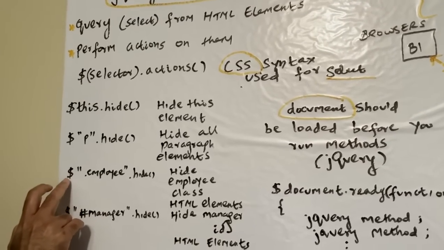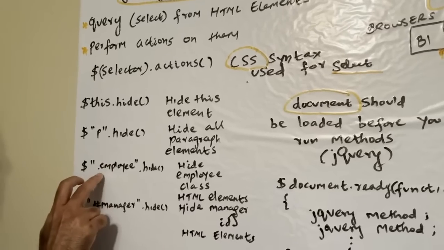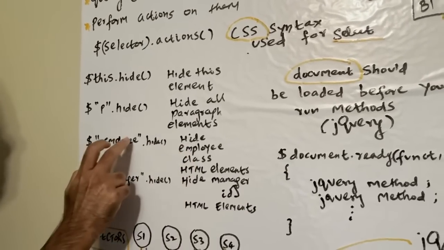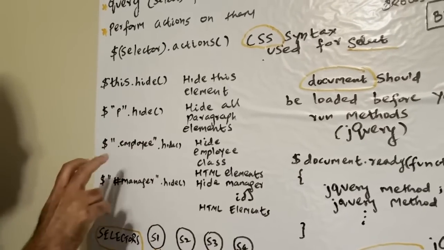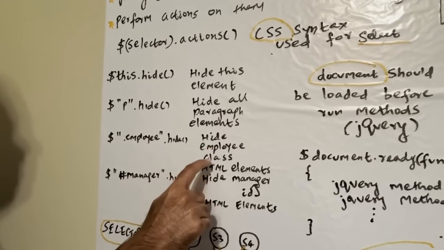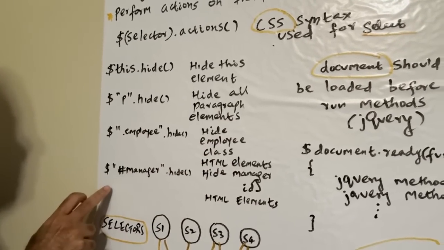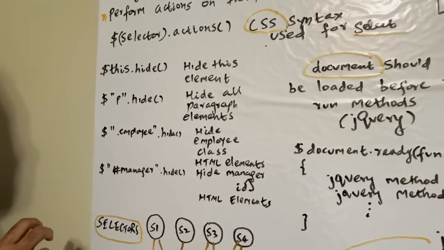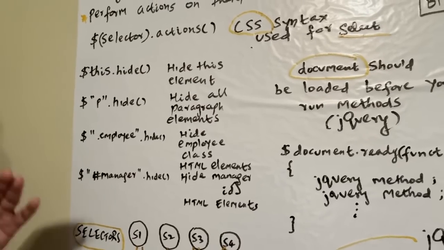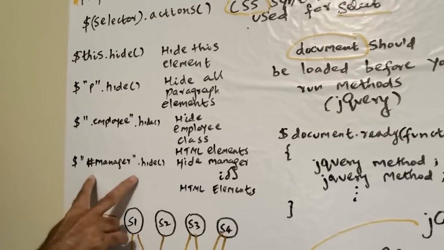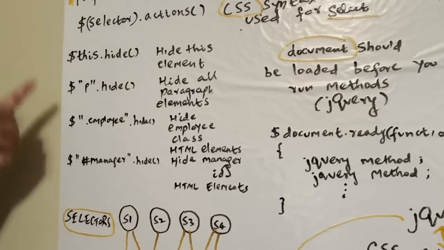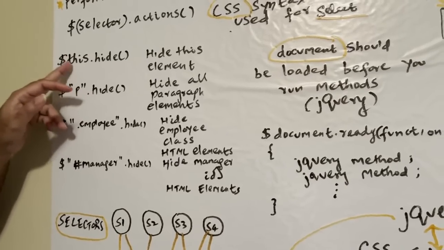This is another example. Dollar, within double quotes, we are saying .employee.hide, which means hide all elements of the class. Employee is a class. Remember, whenever we put a dot, it becomes a class in CSS, employee. So it's going to hide all employee class HTML elements. This is another example, how to use the HTML IDs. Remember, sometimes you want to put an ID and define it and put a lot of code. So dollar, double quotes, pound, manager.hide.